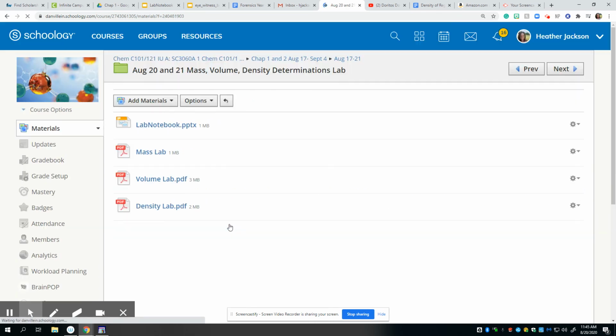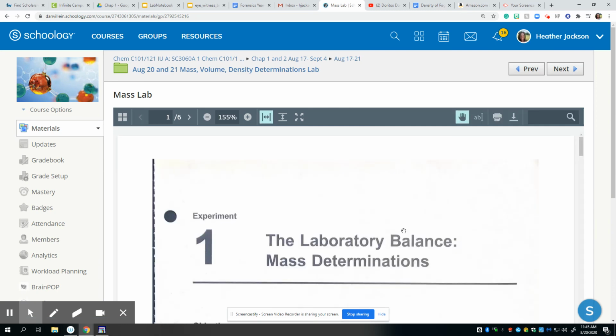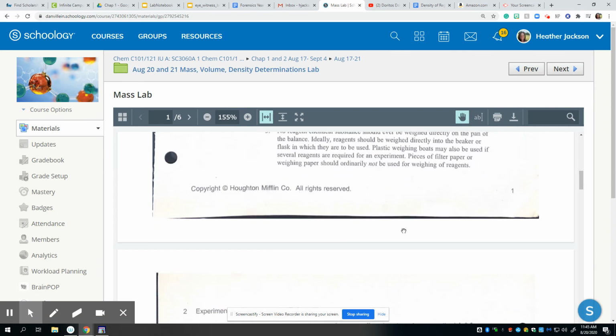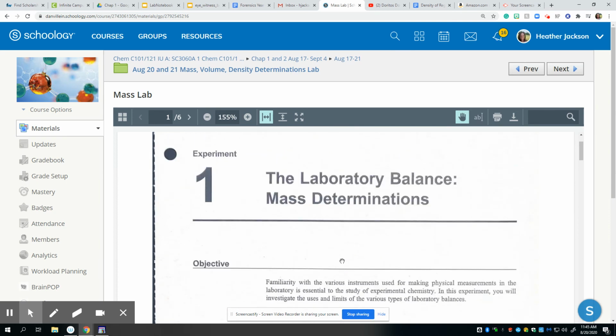Here we go. Okay, so we're going to start with the mass lab, and it is right there. If you open this up, this is a scanned PDF. This is the name of the book that it was taken from. Experiment number 1, laboratory balance, mass determination.